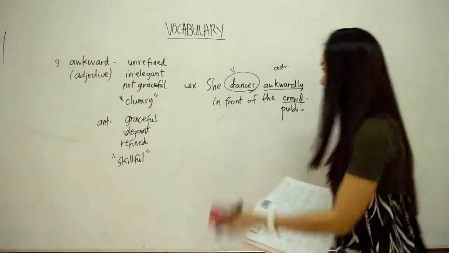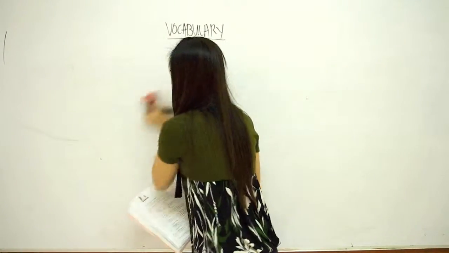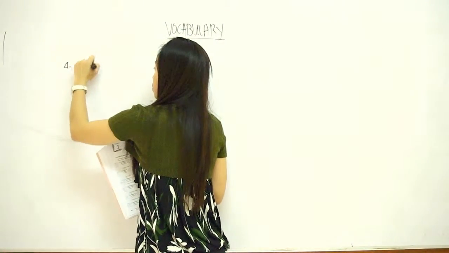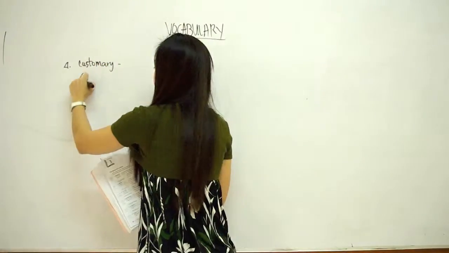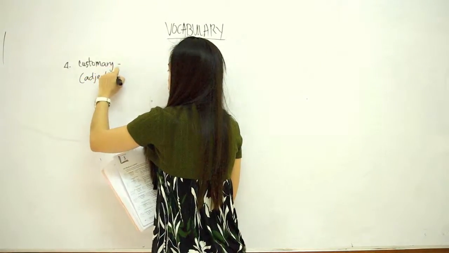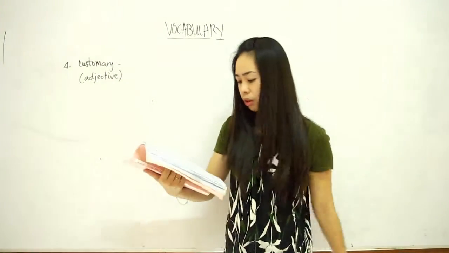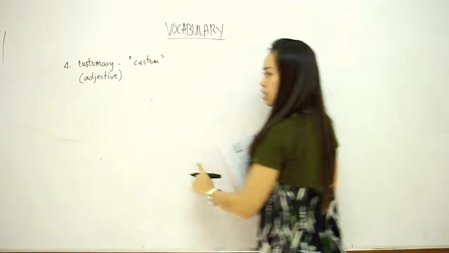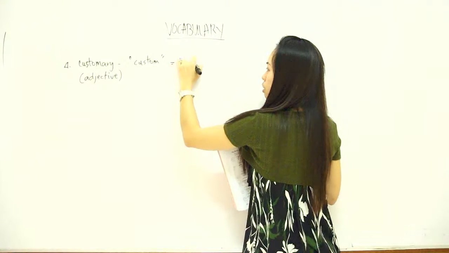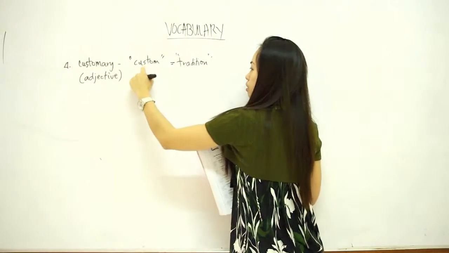So next, we go on with our fourth word. We have here customary. So customary here acts again as an adjective. Okay. So the synonym for the word customary is simple. We call that from the word custom, right? From the word custom, custom's equivalent is tradition, right? So from the word customary, you can say traditionally.